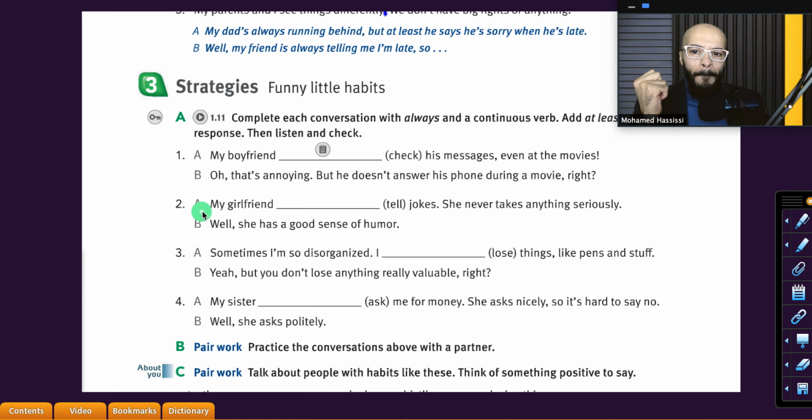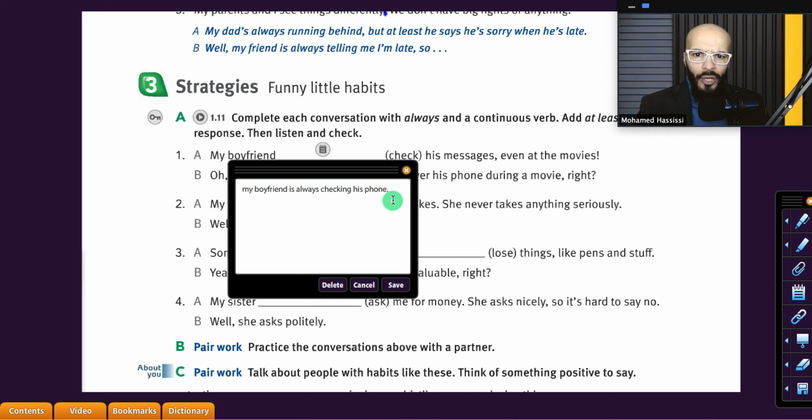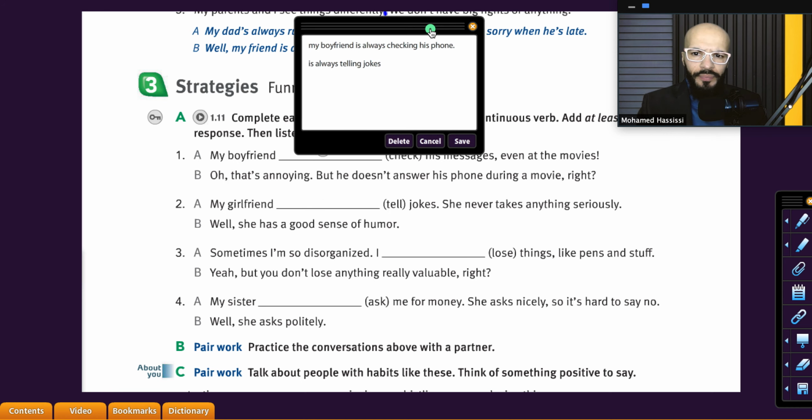Okay, my girlfriend is always telling jokes. She never takes anything seriously. Well, at least she has a good sense of humor. At least she has a good sense of humor. Or you can also say, but she at least has a good sense of humor. All right. Well, she at least, you can use it after the subject.